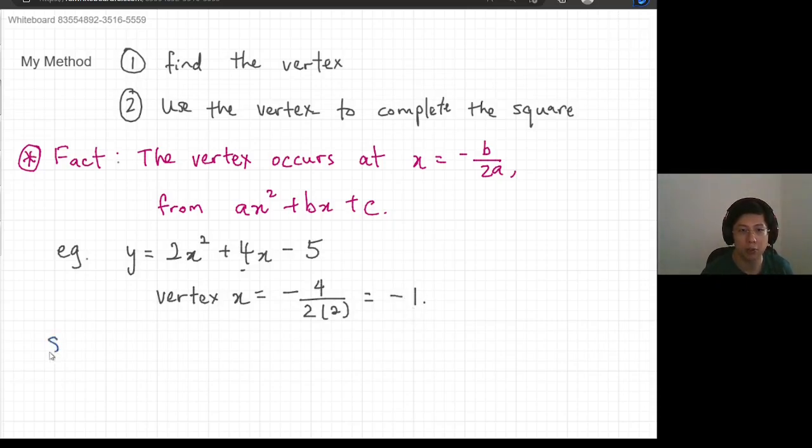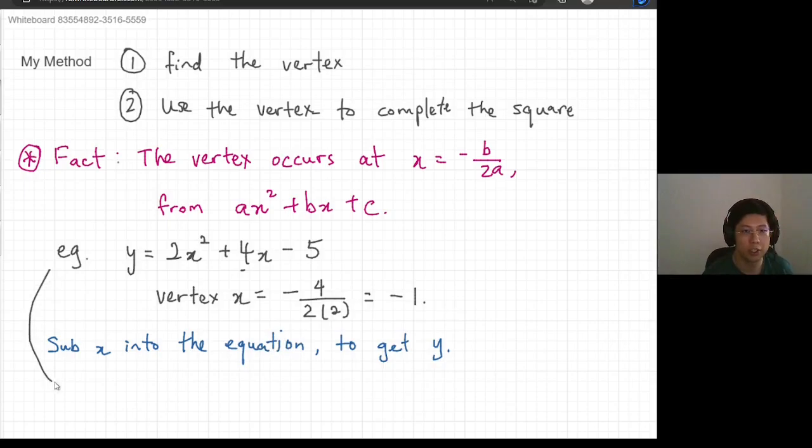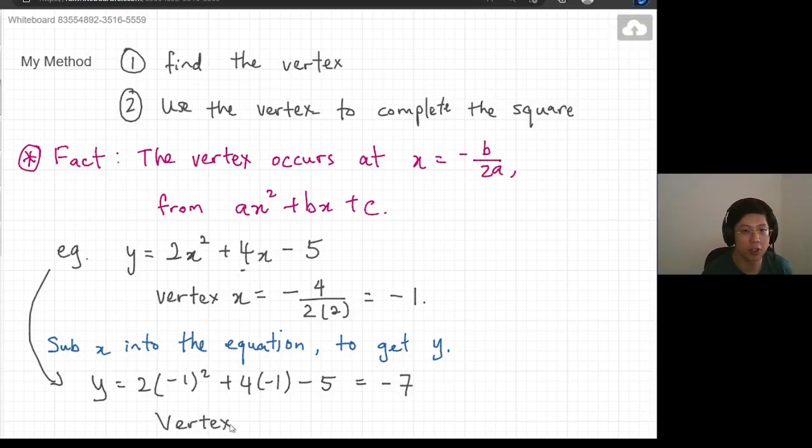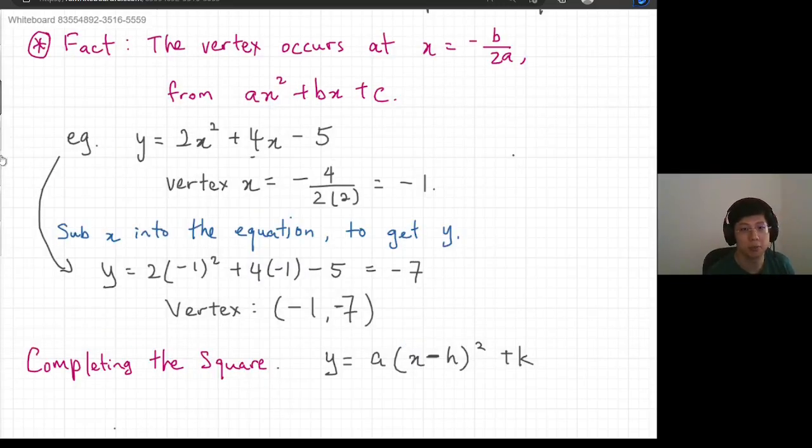Once we have this value of x, we can sub this value of x into the equation to get the value of y. So following through on this example, we would have y equals 2 times negative 1 squared plus 4 times negative 1 minus 5, which will give us negative 7. This means that the vertex of this quadratic equation, y equals 2x squared plus 4x minus 5, is at the coordinates negative 1, negative 7. Now that we have the vertex, let's complete the square.